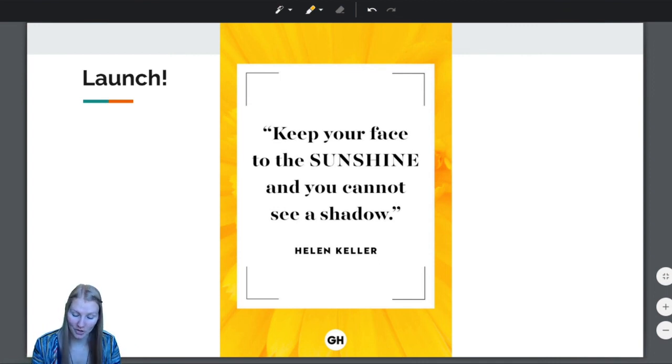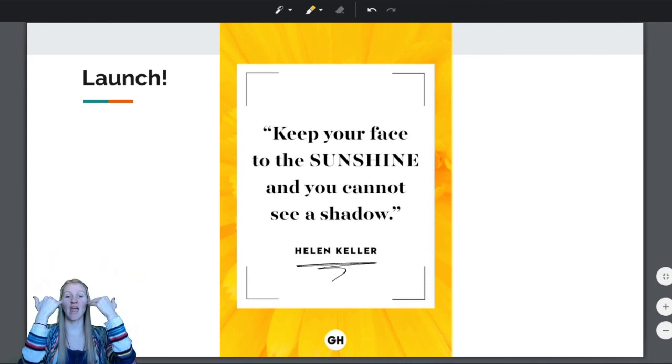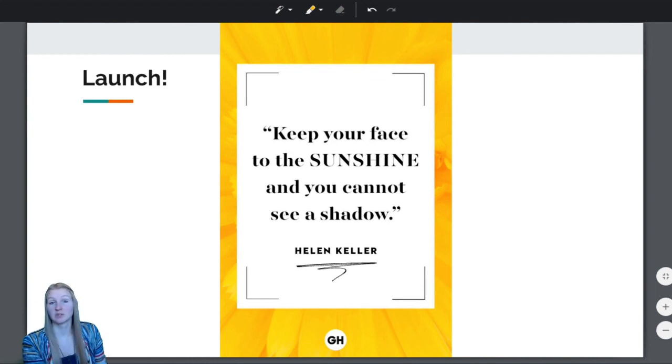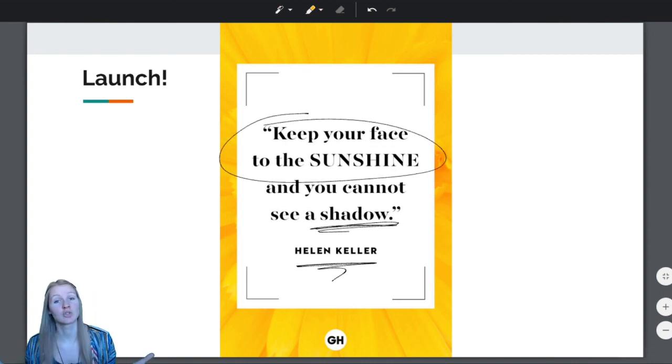So today's launch comes from Helen Keller, and she says, keep your face to the sunshine, and you cannot see a shadow. And think about that. If you're keeping your face towards the sun, and the sun is pointing at you, your shadow will be behind you. So if you're looking at the sun, your shadow will always be behind you. If you're looking away from the sun, you're going to be able to see your shadow. So if you don't want to see shadows, you need to keep your face to the sunshine.